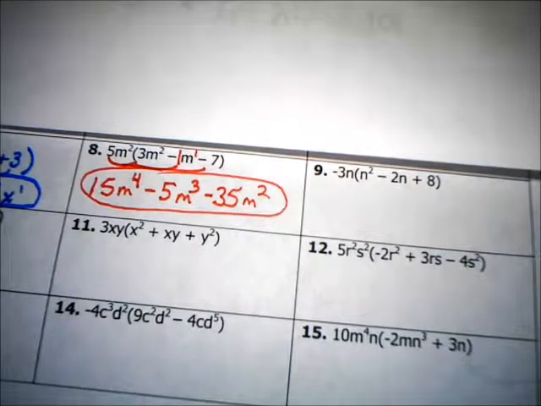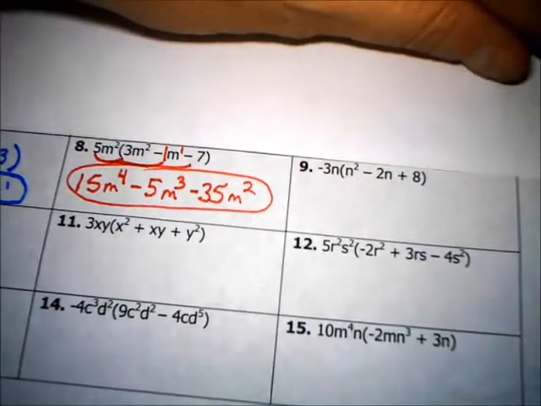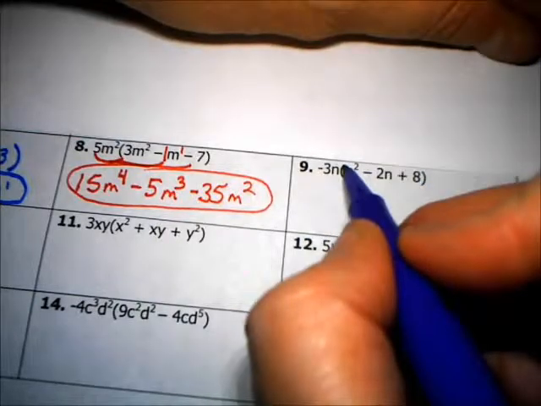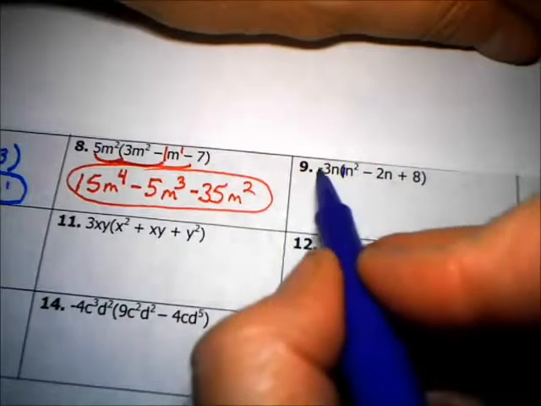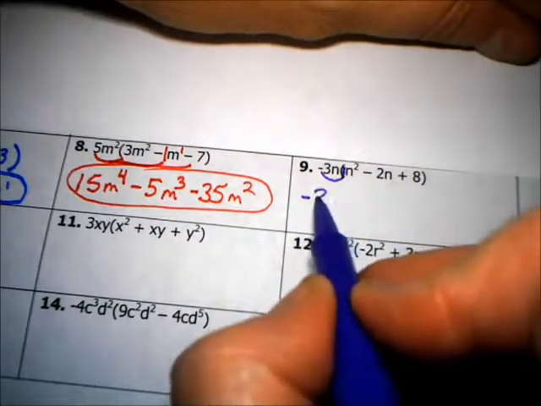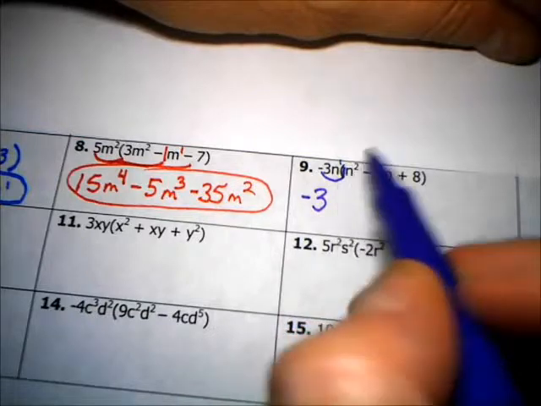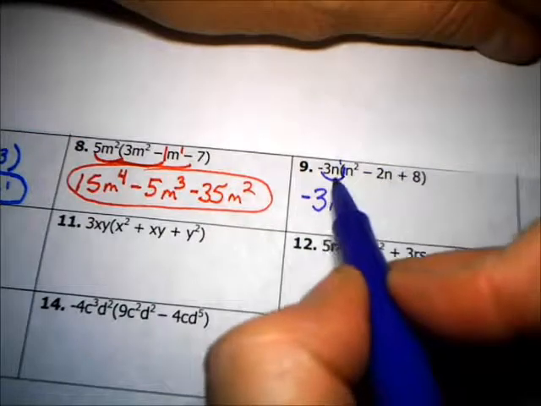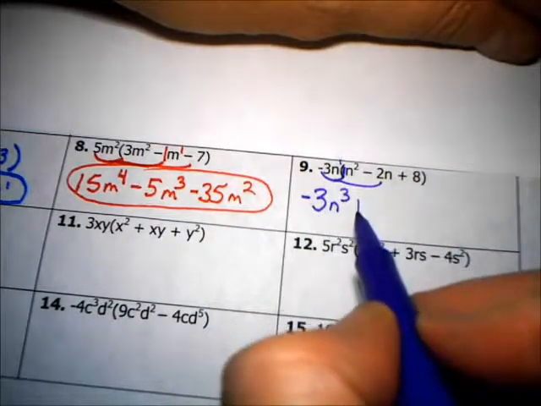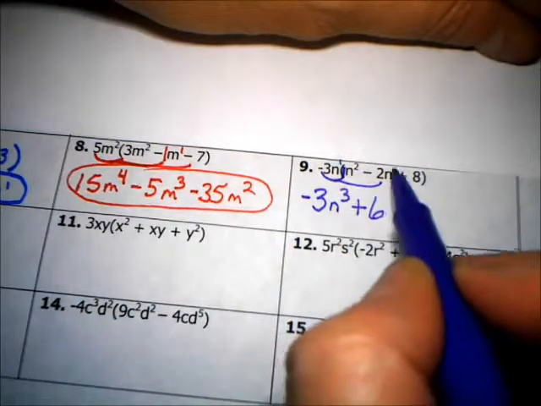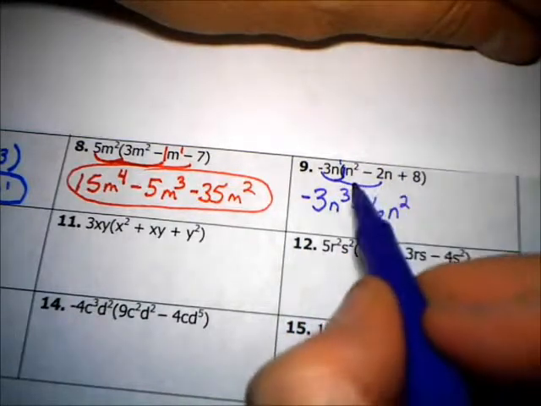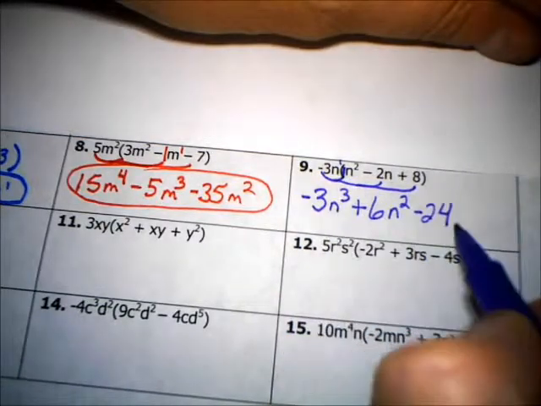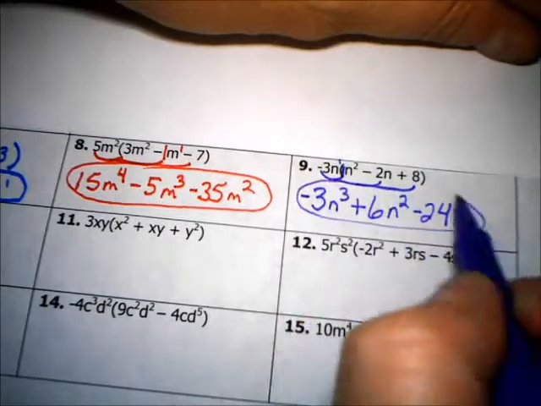Okay, if I go to number 9, notice this one right here in the front has an n squared, so that means there's an understood 1. If I can write it really small right there, I'm going to multiply -3 times 1, which is still -3, but n¹ and n² is now n³. I go to the middle term. -3 times -2 is a positive 6. n¹ and n¹ is now n². And then the last one, -3 times 8 is -24, and I carry my n over, and there is your answer.